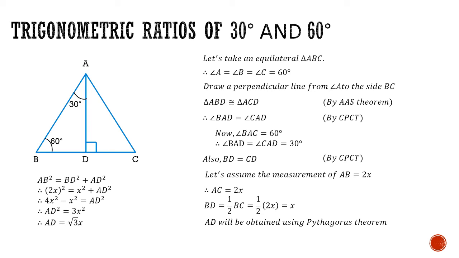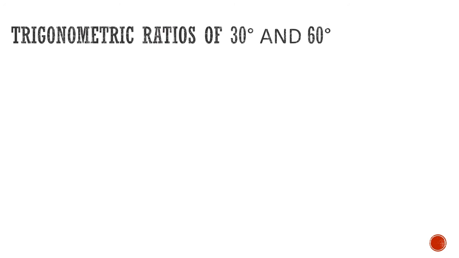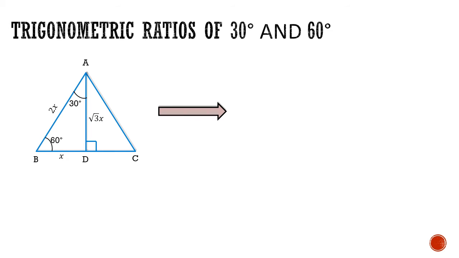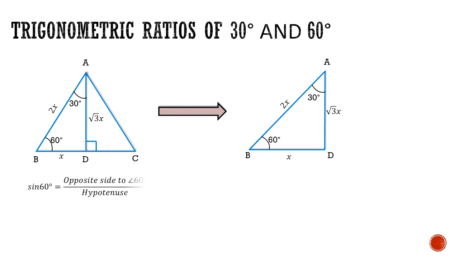The side AD we will be able to calculate by using the Pythagoras theorem, by focusing on the triangle ABD. Once you get the value of AD, now we should be focusing on the triangle. So now I'm focusing only on triangle ABD. Now we have the angle values as well as the side values. How we got these values, you know very well. So let's begin by considering the angle 60 first.